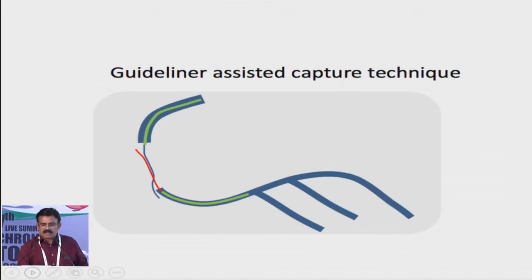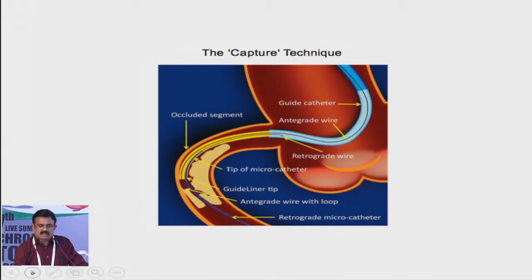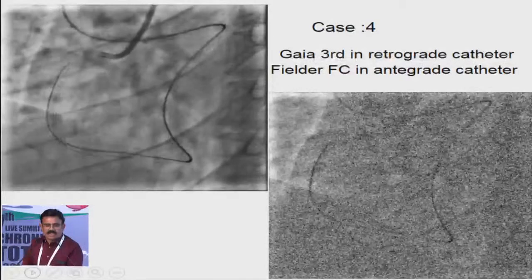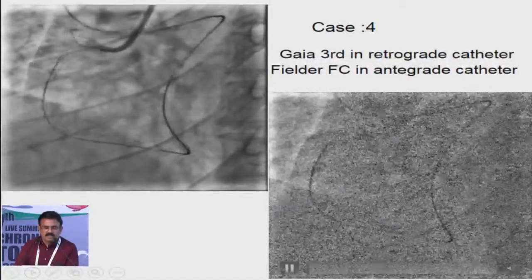So the guide liner assisted capture technique is like this. You have your antegrade wire and retrograde wire, and the guide liner coming down. You take the guide liner, the retrograde wire is withdrawn back, taken inside, finally pushed inside, and that is externalization. It's called the capture technique. Another way is with a Gaia wire, retrograde catheter, and antegrade catheter.